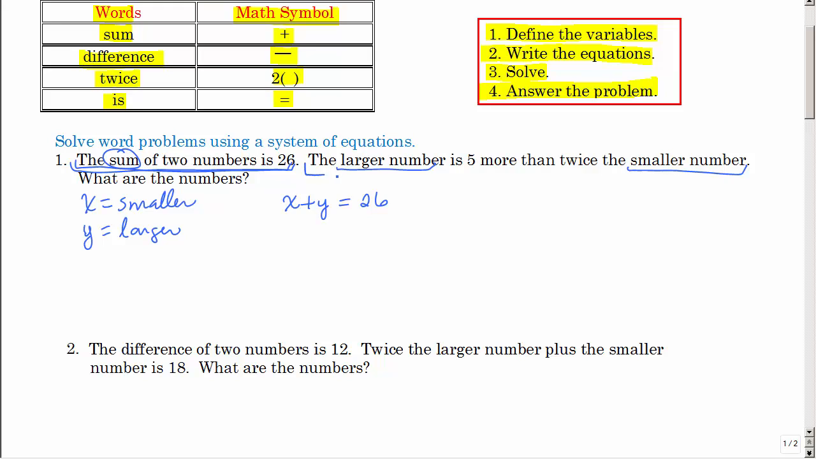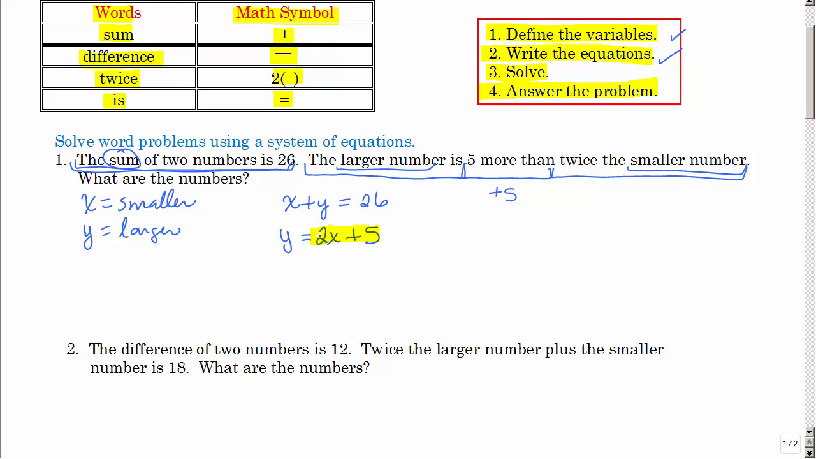Next sentence. The larger number is, so I have y, because that's my larger number, is 5 more than, remember I'm going to add 5, twice the smaller number. Twice means 2 times the smaller, plus 5. So I've defined my variables. I have two equations. Now I need to solve. I have choices. I can solve them by the graphing method, the substitution method, or the elimination method. I'm never going to choose the graphing method. And this looks like it's pretty much set up for the substitution method since y is already solved for. So that's the method I'm going to use.